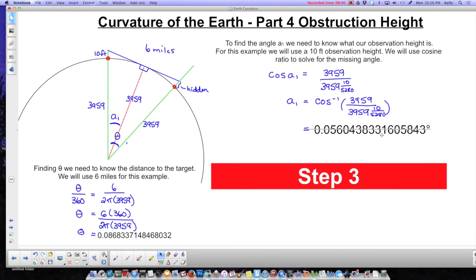So there it is. I just love this calculator that lets me just click over here and paste in my answer. Okay, so there's our A1.